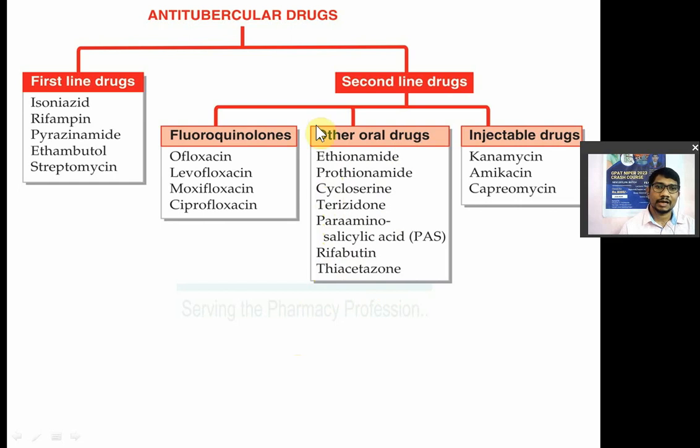सो PPT से TRP मिलेगा। You can remember these other oral drugs by one trick known as PPT से क्या मिलेगा? TRP. So P for paramonosalicylic acid, P for proethanamide, T for terizidone, then C for cycloserine and E for ethanamide, and TRP. So R for rifabutin and T for thiacetazone. You can remember this by one trick known as PPT से क्या मिलता है?